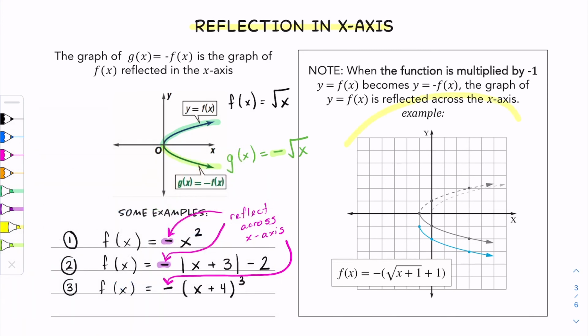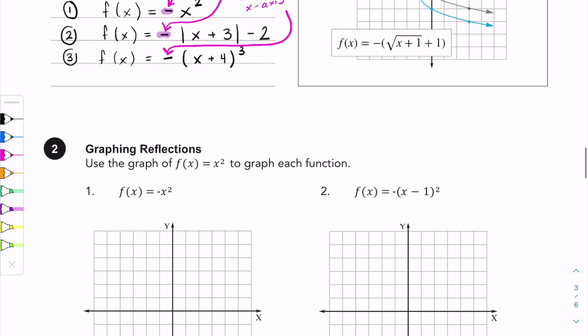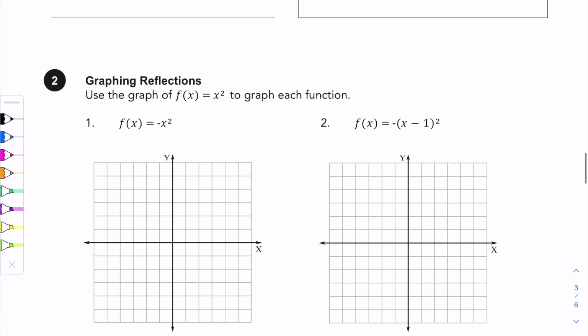Over here is just a completed example for you. So it's something for your reference if you need help on visualizing a graph. Feel free to look back at that example. It's got all of the steps. Examples of reflecting across the x-axis.